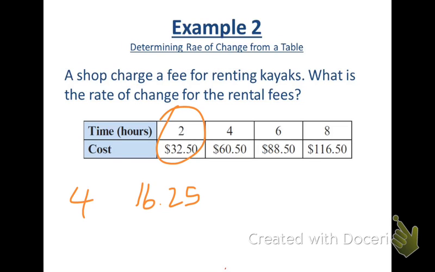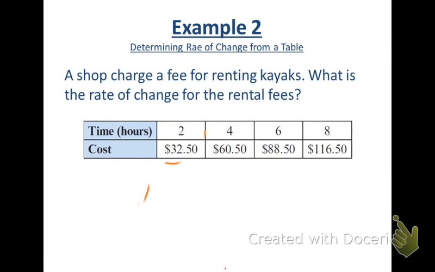But is 4 times $16.25 equal to $60.50? It's not. Okay, 4 times 16 is 64. 64 plus 4 times a quarter is $65, right? So this is not the rate of change. Okay, the rate of change tells us.